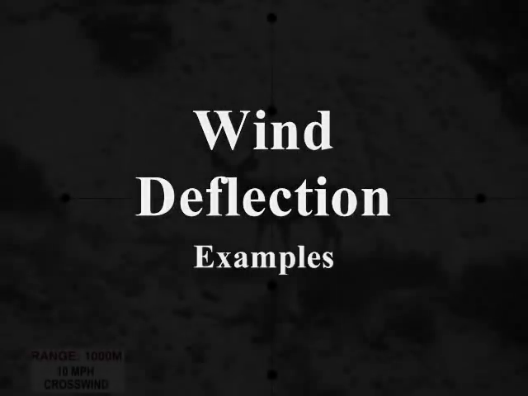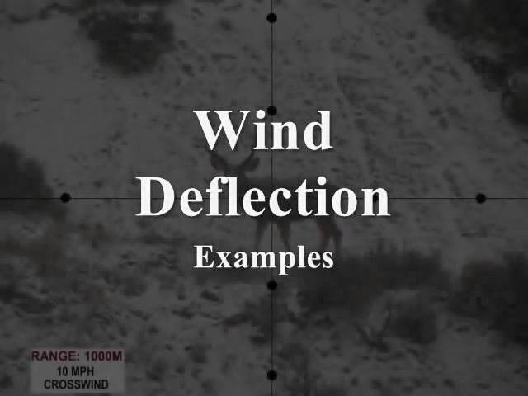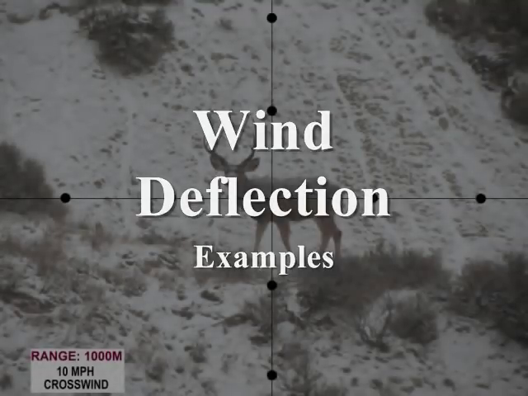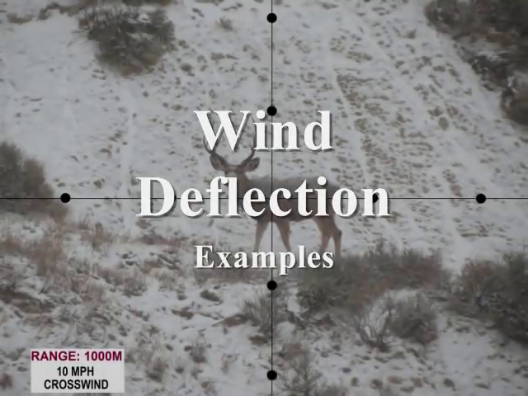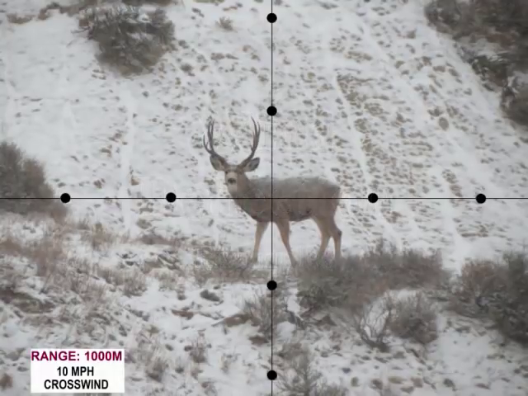So let's take a look here in this video and look at some examples again and see by how much this really affects bullet flight. How much wind does it really take to throw you off? And this will give you a good idea of how important correcting for wind is.